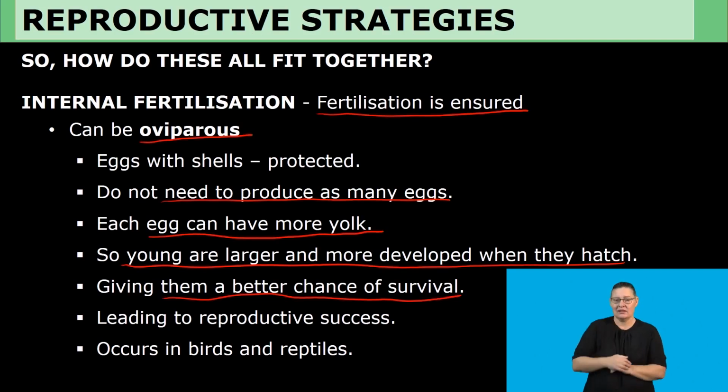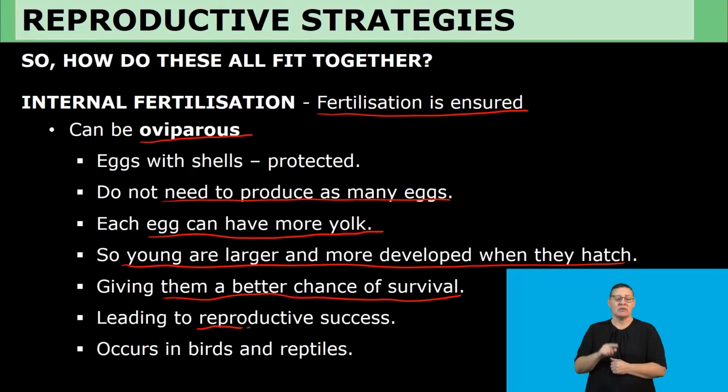They can sometimes run away from danger because they are able to walk around, they are born strong. They can also fend for themselves. If you are hungry, surviving is a challenge. And this leads to reproductive success. So there is some success that is seen in terms of reproduction. This mainly occurs in birds and reptiles. Keep that in mind.